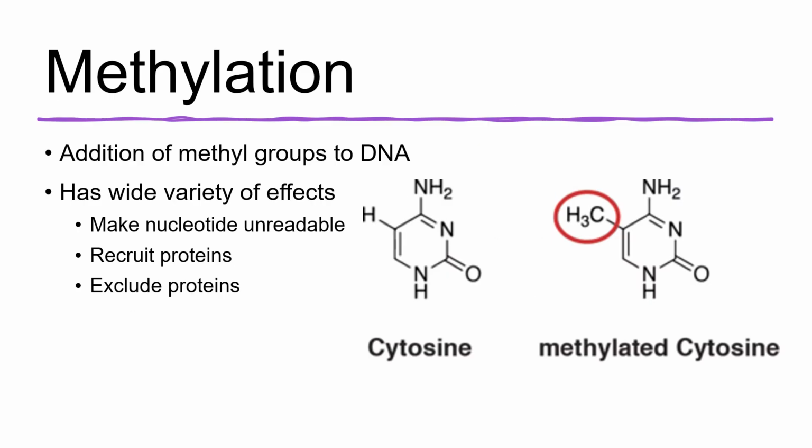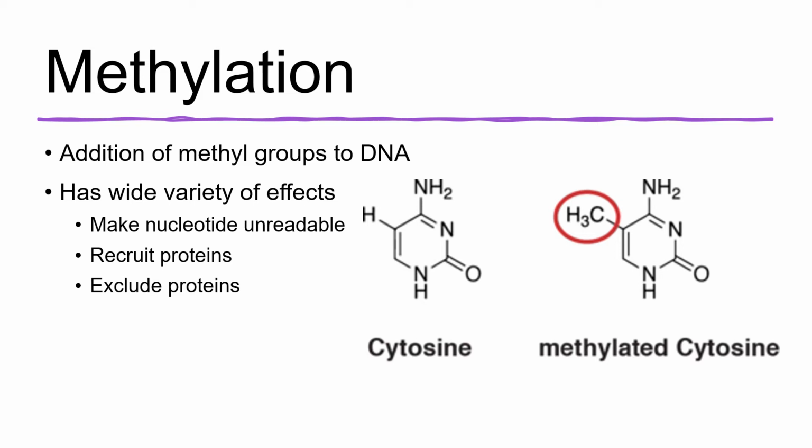Methylation is the addition of a methyl group, or one carbon and three hydrogens, to either a cysteine or a guanine amino acid. This can have a wide variety of effects depending on where it occurs. If it occurs in a promoter region for a gene, it will make that promoter unreadable from the perspective of cellular machinery, effectively silencing and ending all transcription of that gene.